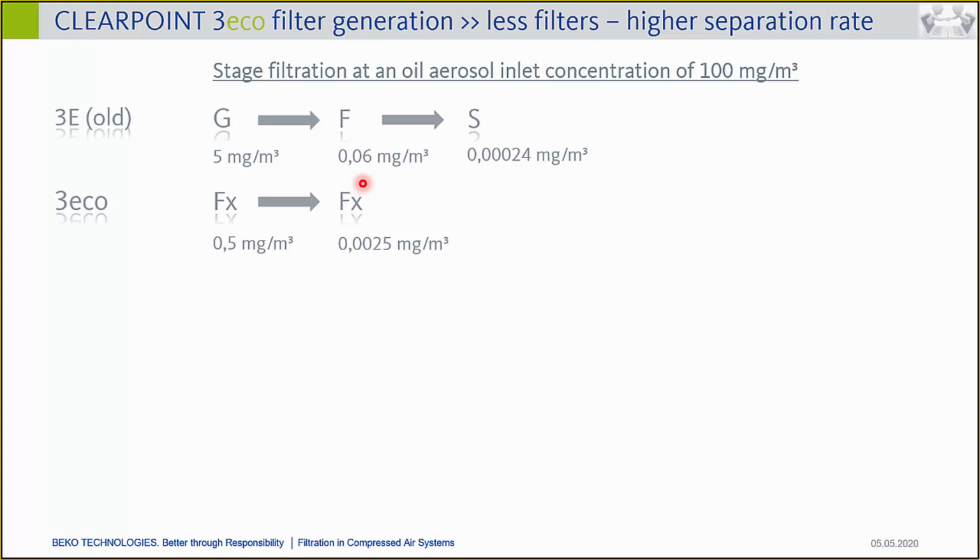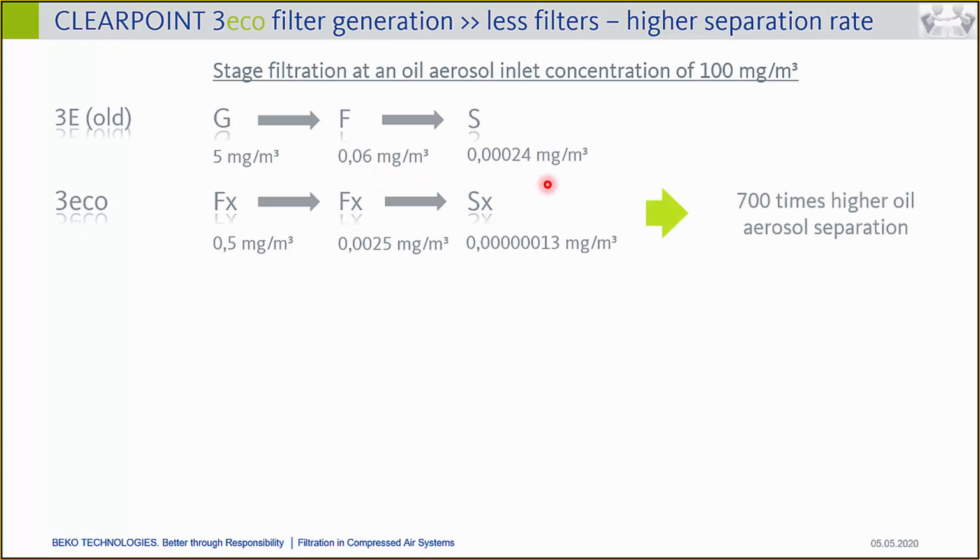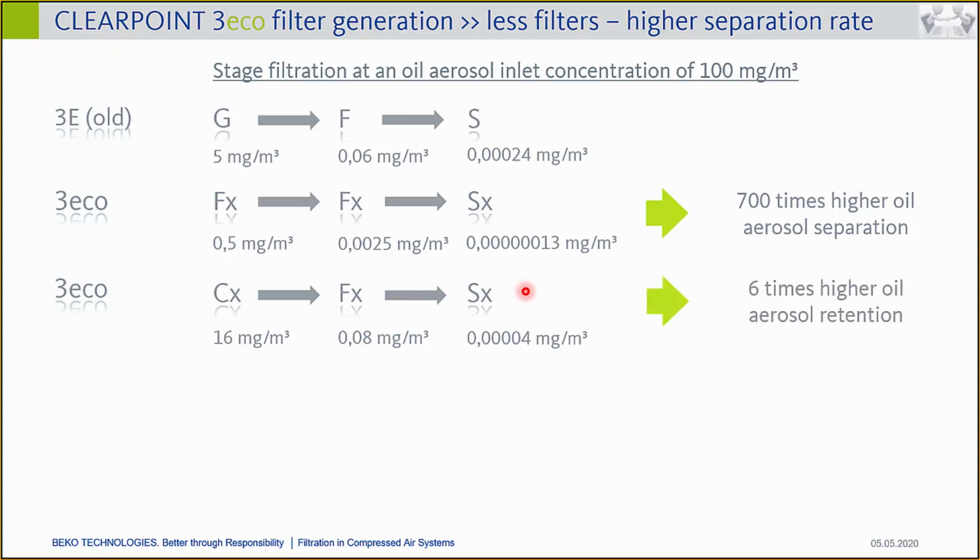But once there is a carbon tower involved, an additional S filter is strongly recommended, and with the new filter media, we have a 700 times higher oil aerosol separation rate compared to the old ones before. So in case we have, let's say, a black pipe system where we have a rusty vessel or pipework included in the system, we would recommend the CX filter before the F filter. And if we then go down to the SX filtration, we still have a 6 times higher oil aerosol retention rate compared to the old version.